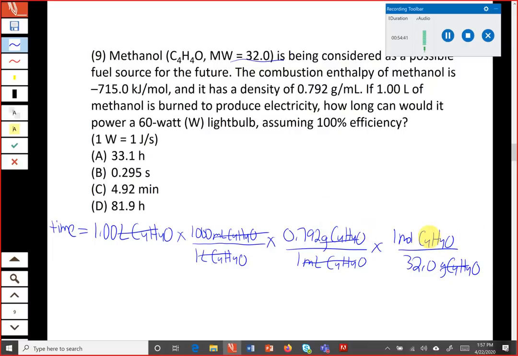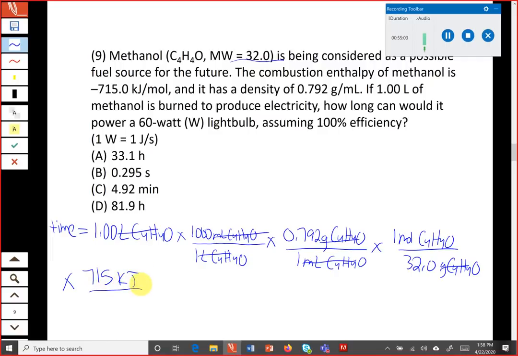So once we have moles of substance, this next step is going to be identical to what we did in, I think it was problem number 4 a little bit earlier. We're going to use the combustion enthalpy to figure out what is the delta H, or the energy that's released when this many moles of methanol burns. And so it's going to be 715 kilojoules released per mole.